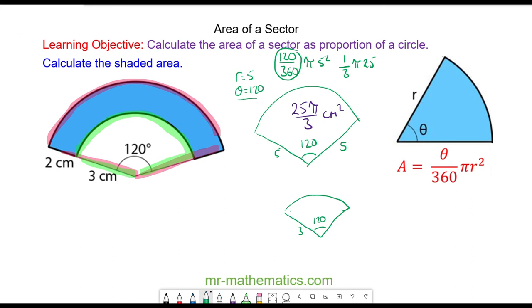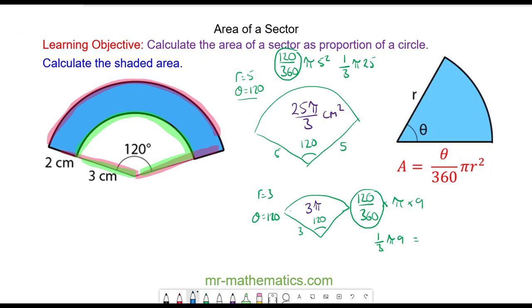And for the smaller sector, r is equal to 3, theta is again 120. I'll substitute these two values into the formula. So 120 over 360, multiplied by pi, multiplied by 9, which is 3 squared. This simplifies to make 1/3. So 1/3 of pi times 9, 1/3 of 9 is 3. So the area of the smaller sector is 3 pi.